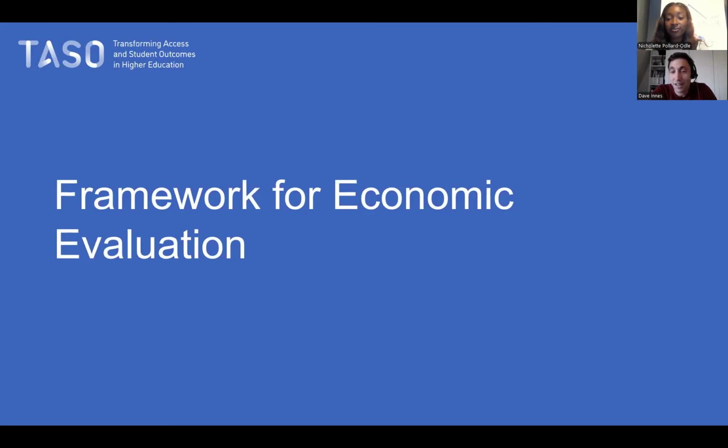All of us in the project team were really delighted that TASO asked us to develop the guidance, firstly, because I think economic evaluation is really important. And secondly, because getting guidance that's tailored to the needs of the sector should hopefully be really beneficial for people trying to implement economic evaluation in HE. And hopefully that's lots of you that have joined us this morning.